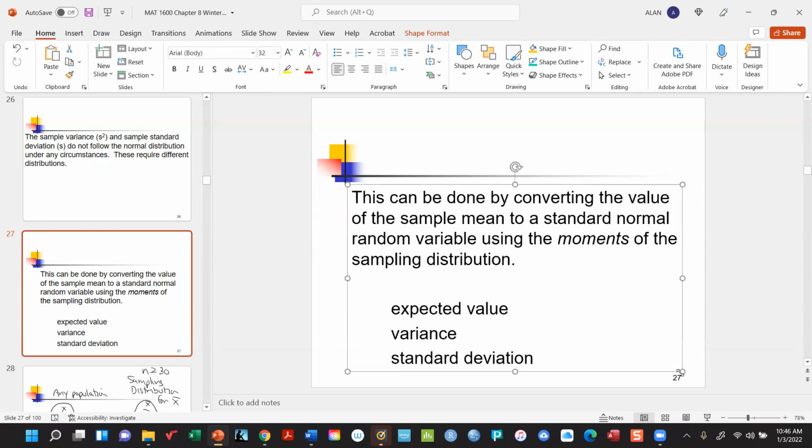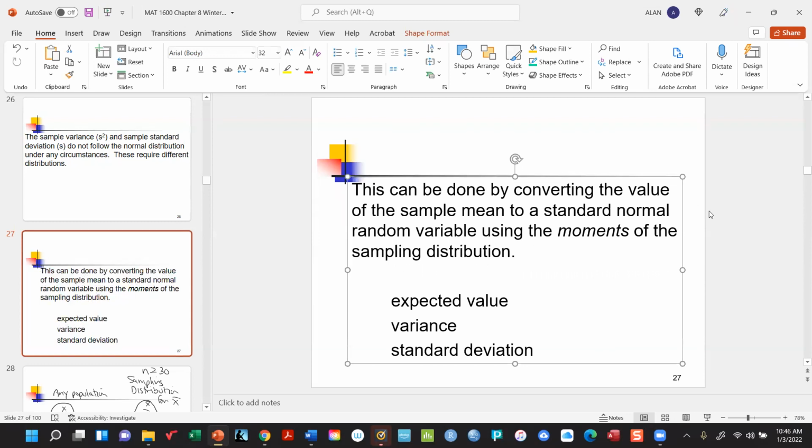Moments refer to probability distributions. And for X bar, the moments are a little bit different than what we were used to. Once you understand what those moments are, we can take any sample mean, convert it into a standard normal random variable, and then use our tables to calculate probabilities. But we have to learn the formulas for these moments.